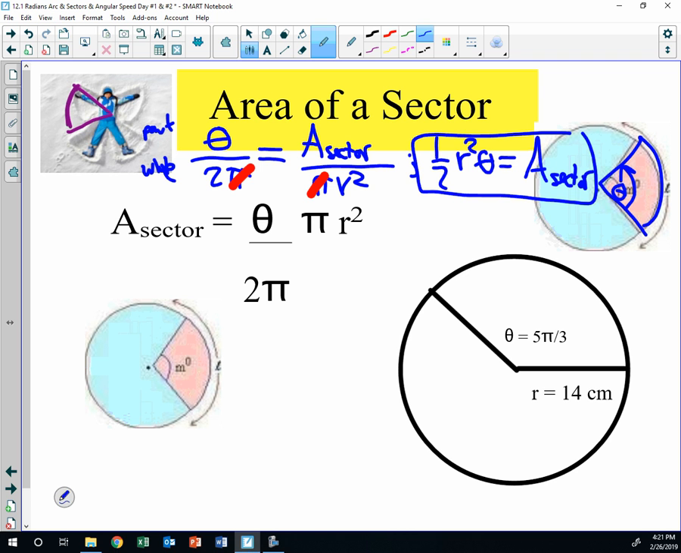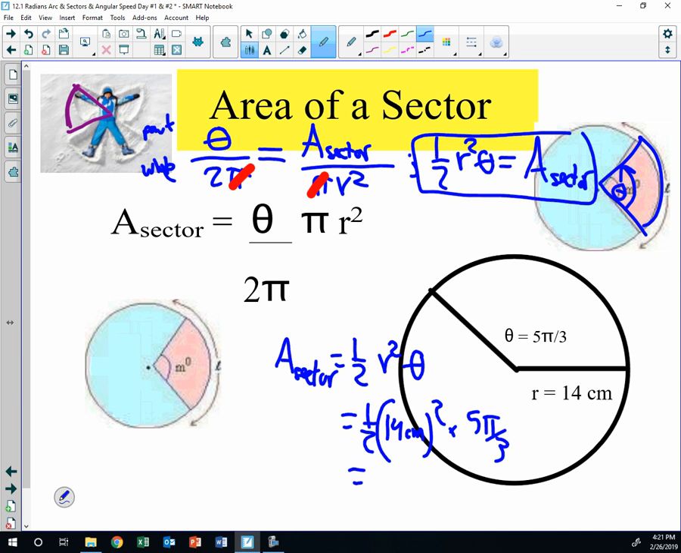Okay, so in this example, already in radians, the area of a sector is going to be 1/2 r squared times theta, and then you have 1/2, 14 centimeters, got to square it, and then we'll multiply by 5 pi over 3. And you can simplify that all you want, but it's going to be square centimeters, and you can multiply that out.